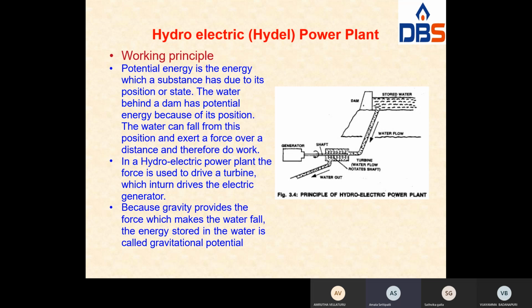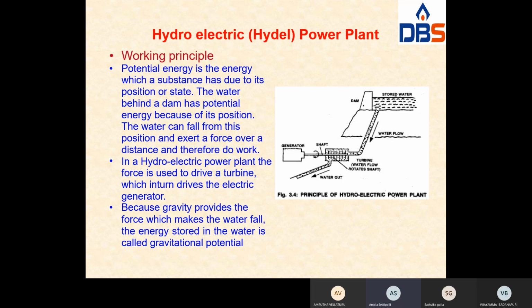Now the working principle of a hydroelectric power plant. In a power station, the source is converted into steam energy, and that steam energy is again converted into electrical energy. I already explained this in the thermal power station. From that steam, you get electrical energy. So here, first, the working principle.